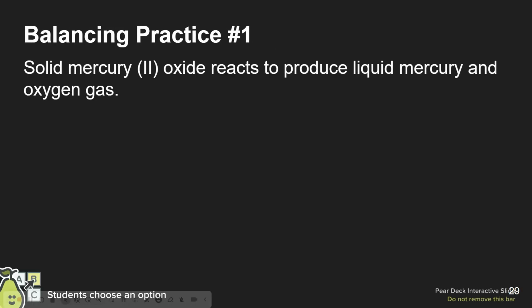Solid mercury(II) oxide reacts to produce liquid mercury and oxygen gas. Now you should be fairly decent at naming at this point, so you might have been able to come up with this equation yourself, but here it is. So HgO reacts to make mercury and oxygen.